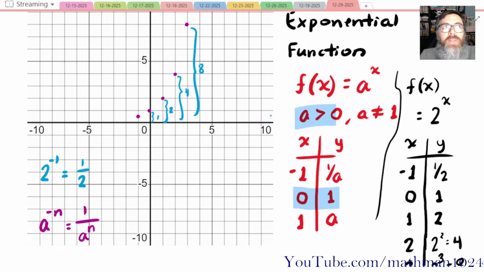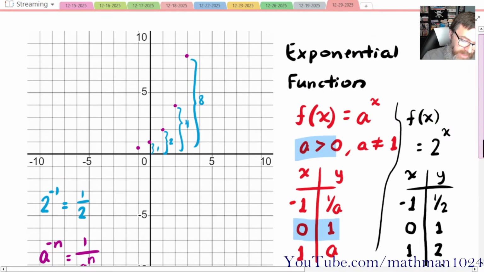But if you think about how this would compare to, say, the squaring function, if you had x squared and you plugged in 10, 10 squared is 100. It seemed big at the time, but it pales in comparison to 2 to the 10th, which is 1024.